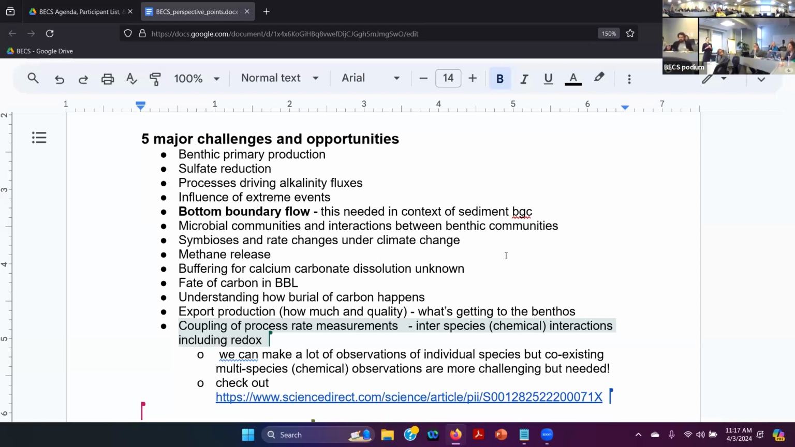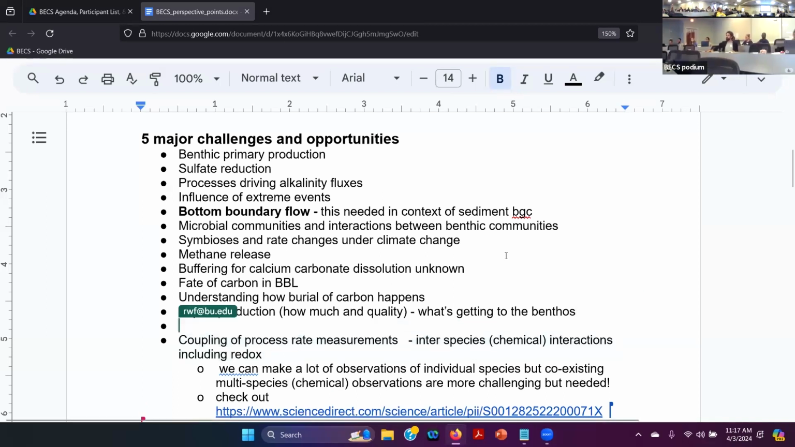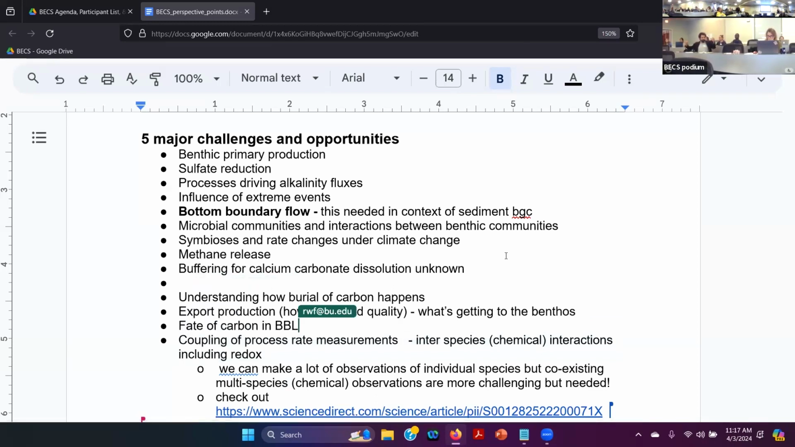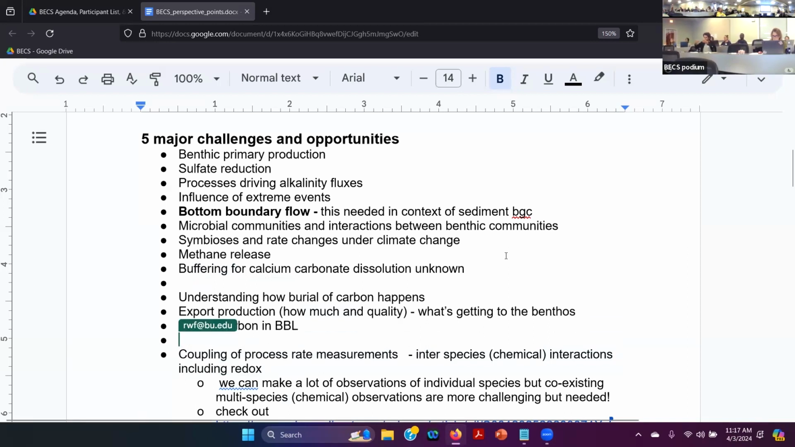Yeah, in the spirit of grouping points together, I was thinking that there are 4 on this list that to me ring like the same problem: buffering for calcium carbonate dissolution, fate of carbon, harnessing how carbon burial works, and export production. To me, the common denominator is that we don't really understand how carbon, whether it is inorganic or organic, works and gets buried and reacts in the very top layer of the sediment.